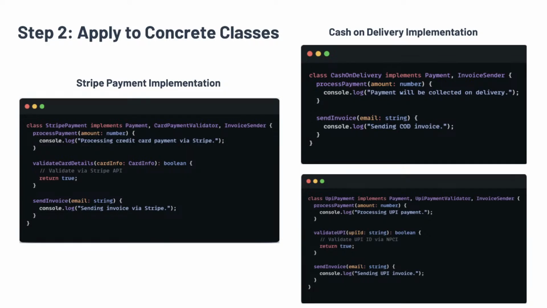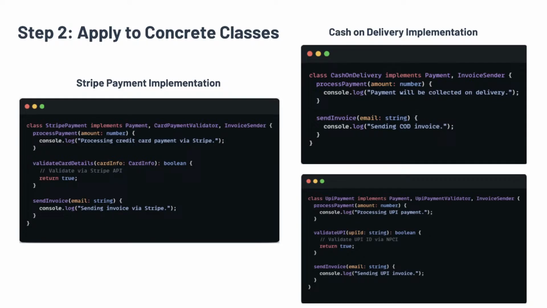Yeah, so here we have three types of payments: Stripe payment, which will use credit cards, then cash on delivery, and another one, UPI payment. In the Stripe payment, we only require process payment, validate card details, and send invoice. Only three methods are useful, so we will import all of these three methods from their own interfaces. Using the ISP principle, we reduce the code weight. We are not importing unnecessary methods.